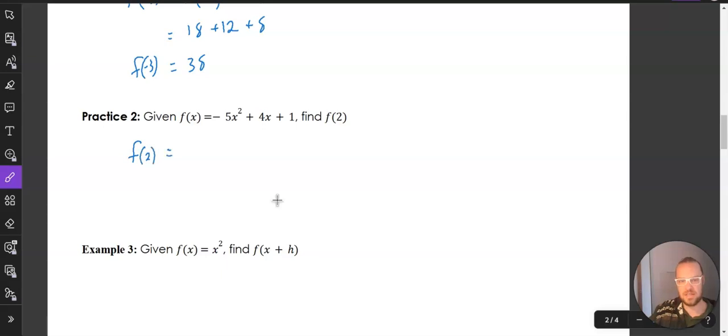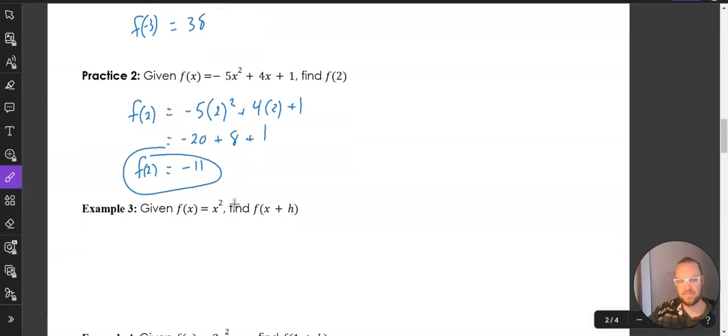And so this one is just telling us to plug in 2 for x. That's what f of 2 means. And so we're going to get negative 5 times 2 squared plus 4 times 2 plus 1. All right. So this is going to be 2 squared is 4 times negative 5 is negative 20. 4 times 2 is 8, and then plus 1. And that gives us negative 11. So f of 2 is negative 11.